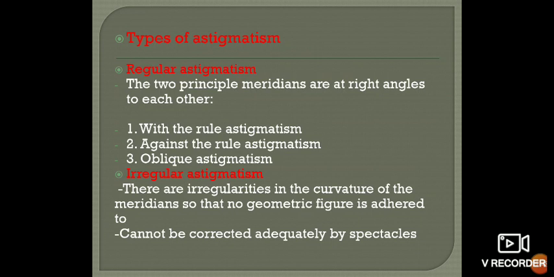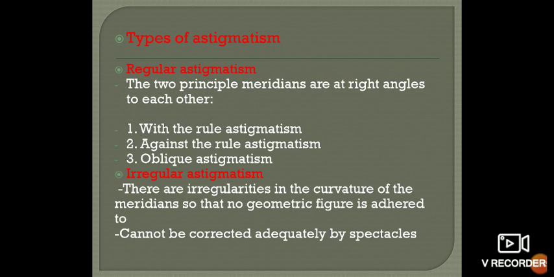Next we will see the types of astigmatism. Astigmatism is divided into regular astigmatism and irregular astigmatism. Remember, astigmatism is called regular astigmatism when the two principal meridians are at right angle to each other.